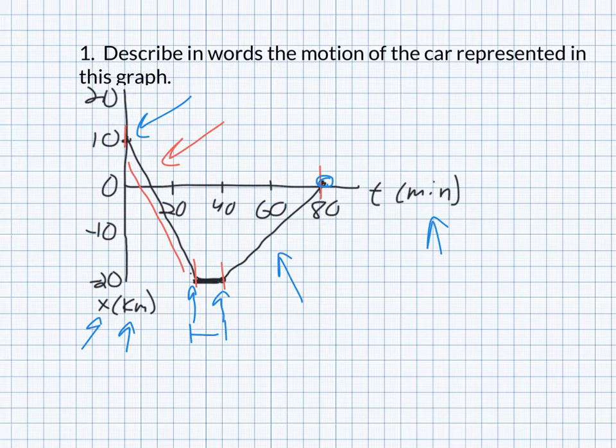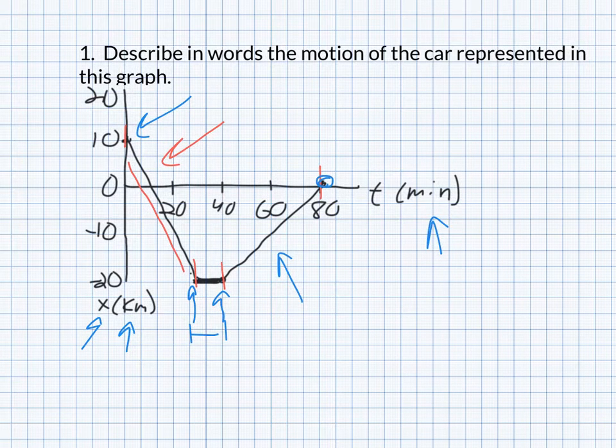That could be home, that could be the start-finish line, whatever. But that car is going in a positive direction. If it kept going, it would increase its position even more in the positive direction. So we could say for that last interval, the car has a positive velocity. It's moving in the positive direction, and it does so for 40 minutes until it reaches a final position of 0, which is the reference point here.